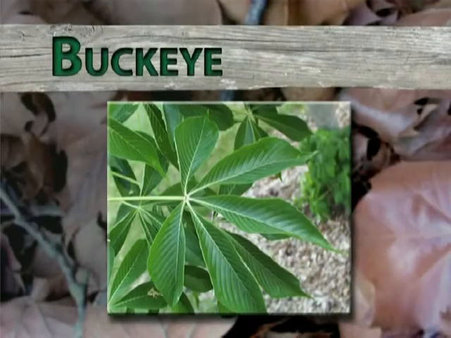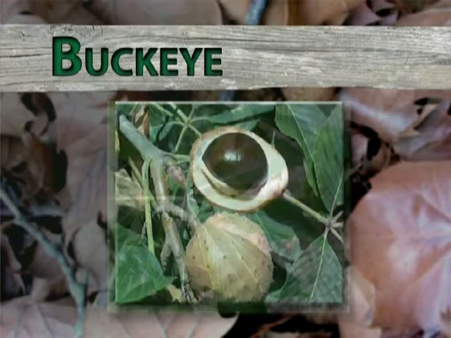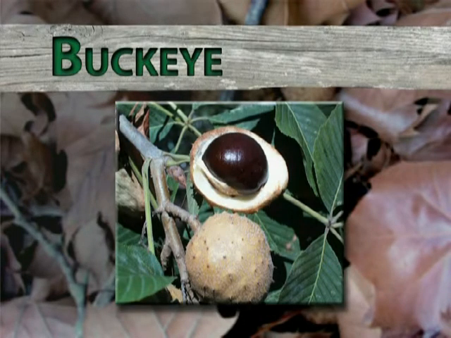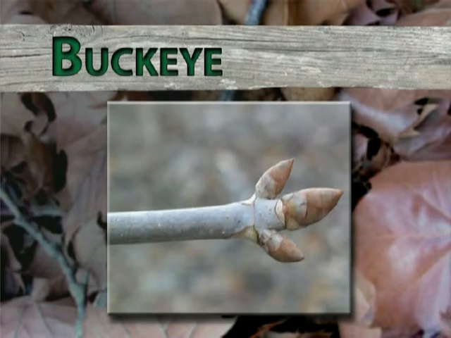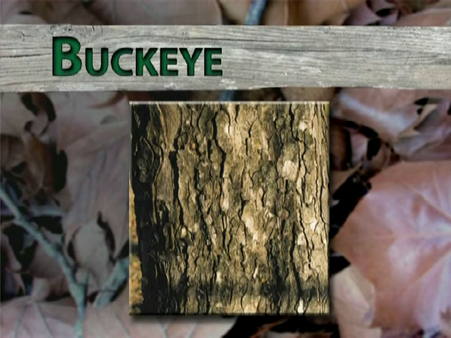Our last oppositely arranged group is the buckeye. The leaf is compound with 5 regularly toothed leaflets. The fruit is a round capsule bearing 1 to 3 nuts. Twigs are very stout. The bark is ashy to dark gray, furrowed, broken into large scaly blocks on old trees.